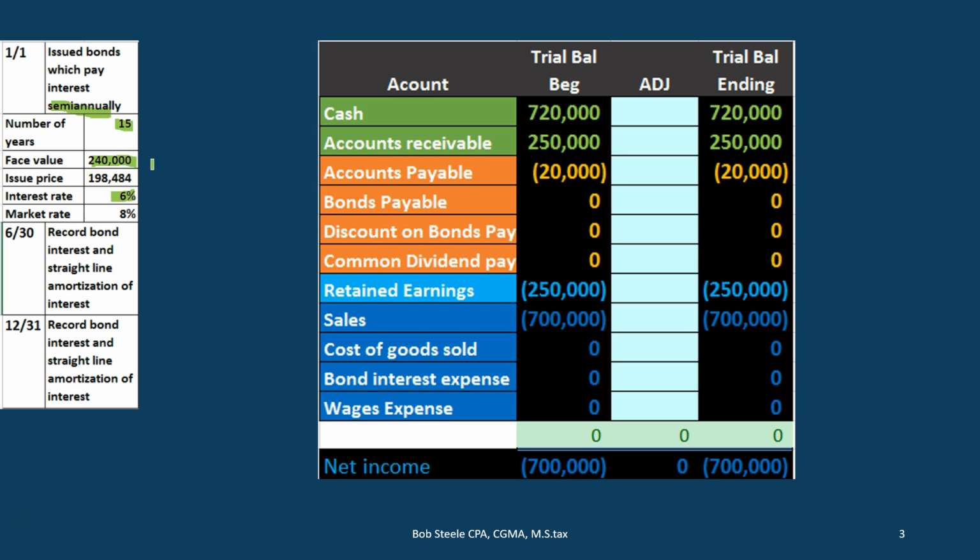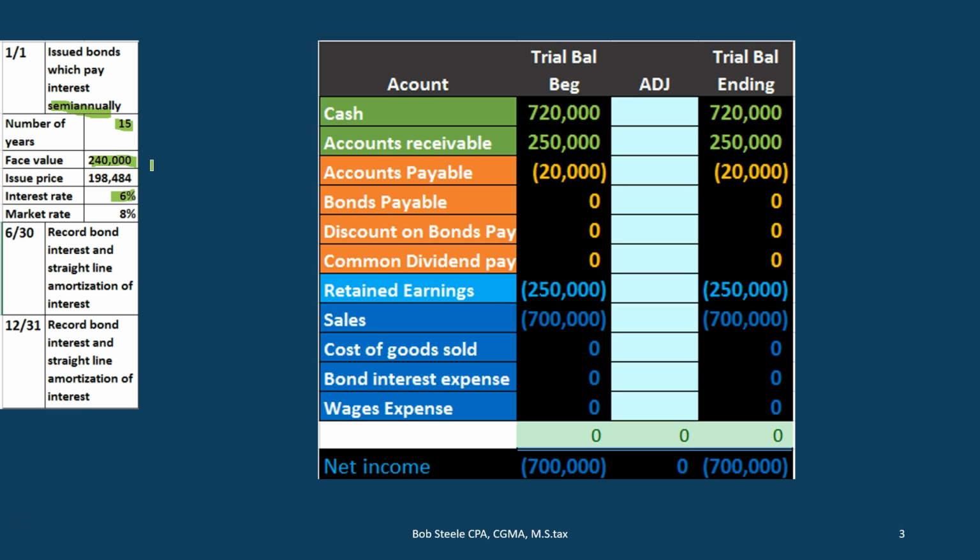And we will be paying interest on the bond to whoever is holding the bond semi-annually, so twice a year, and we'll be paying 6% of the $240,000. We will then calculate that out.